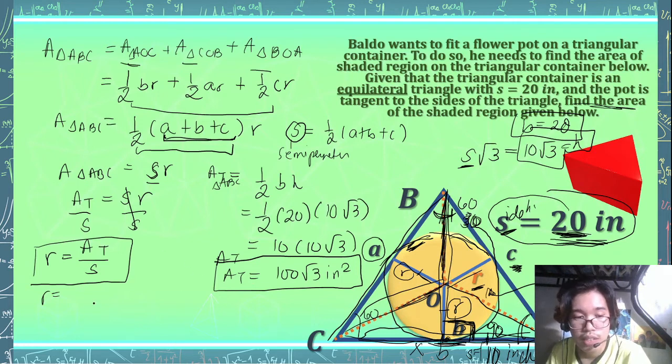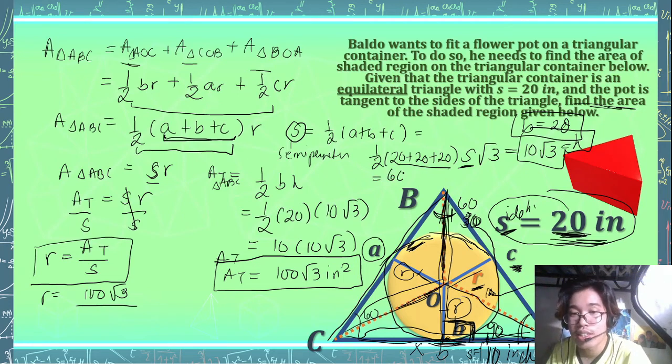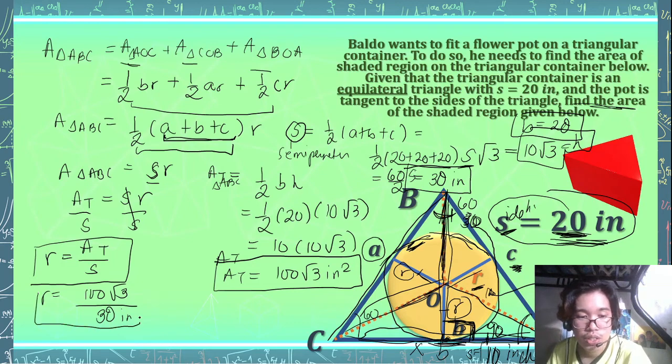So the A sub t here is going to be 100 square root of 3 all over the value of s, and the value of s is just 1/2 multiplied by 20 plus 20 plus 20, since this is the side measurement of the equilateral triangle that we have. So 20 plus 20 plus 20 gives us 60 divided by 2. So what's the total semi-perimeter of our given figure here? It's 30 inches. So we divide this simply by 30 inches, and this is the radius of our circle.